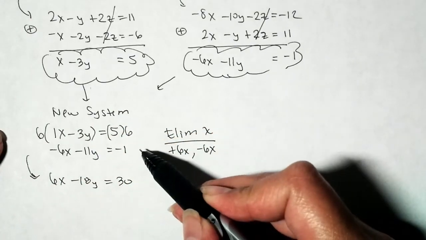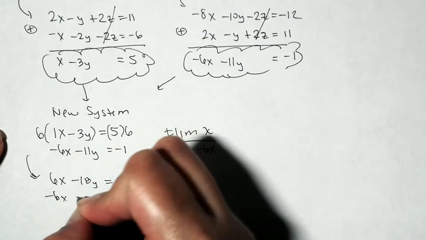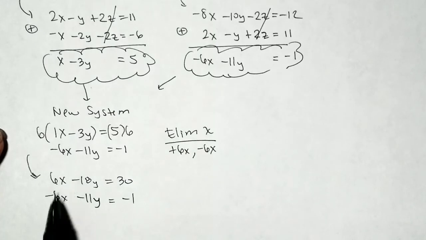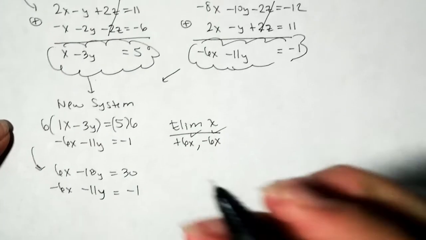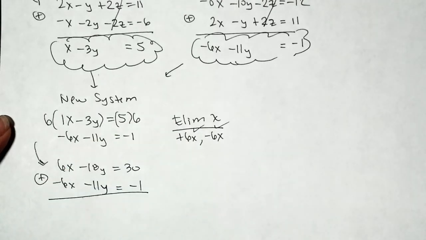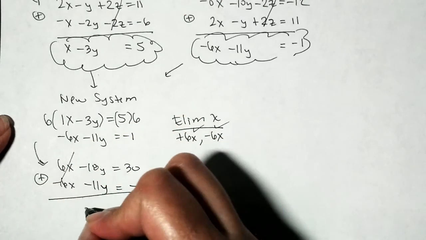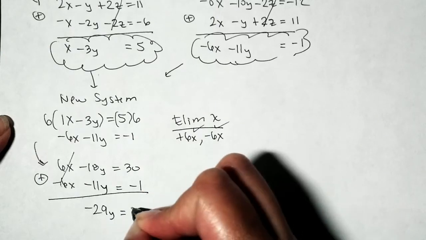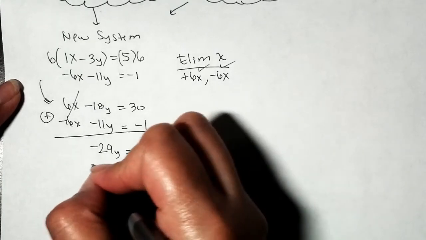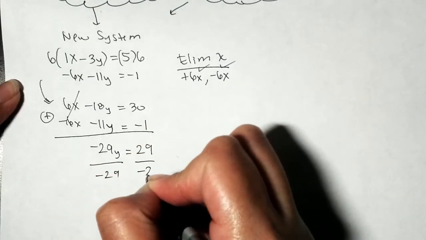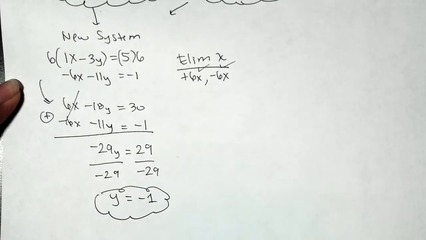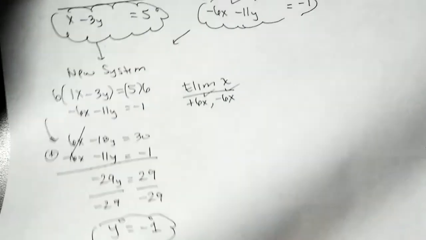And the bottom equation was perfect. Negative 6x minus 11y is equal to negative 1. Let's verify that the coefficients are opposite. So let's go ahead and add these equations to eliminate the desired variable. So when we do, that will leave us with negative 29y is equal to 29. And how exciting! I thought we were going to have a fraction. Okay, we isolate the y. So to get rid of the times negative 29, we divide both sides by negative 29. And that will give us y equals negative 1.